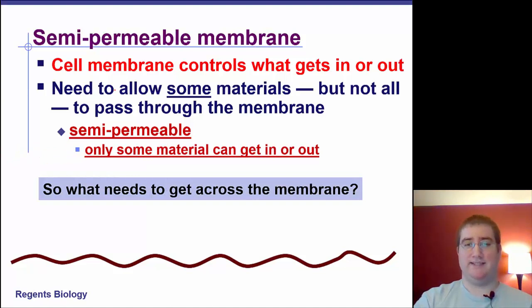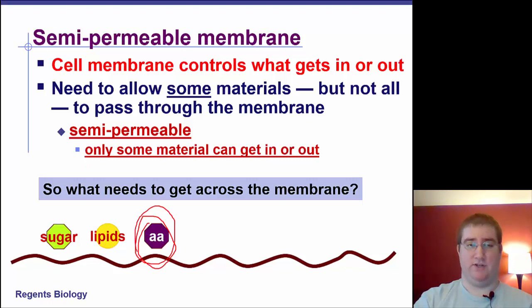So what actually needs to get across the membrane? Well, we need sugar. We need lipids to make more lipids and to be used in hormone production. We need AA, which are amino acids, which we should know are the building blocks of one macromolecule, which I'm going to ask you next time in class. We need oxygen to get in. We need water to get in. We need salts to get in to allow certain chemical reactions to occur. And we also need to allow waste to get out of our cells.